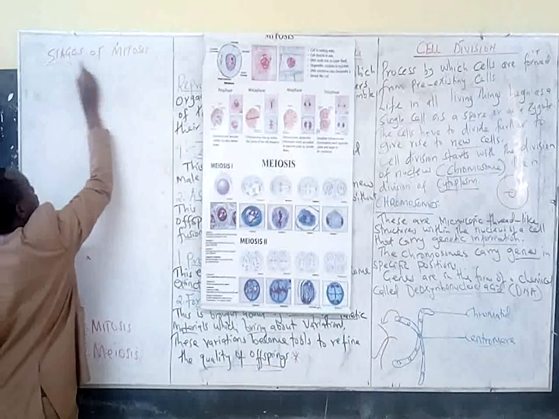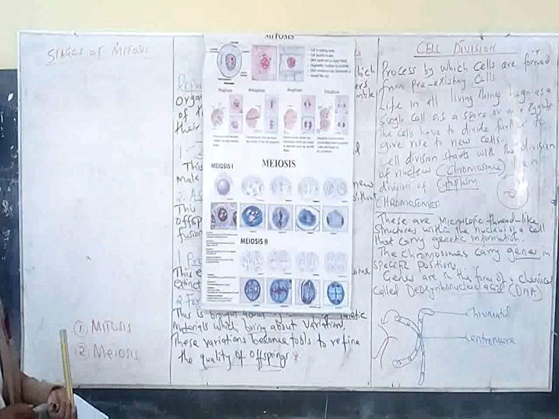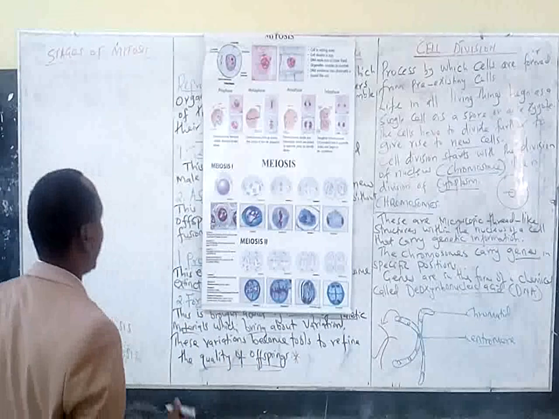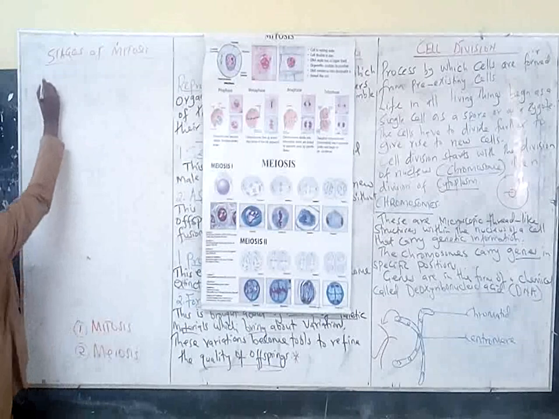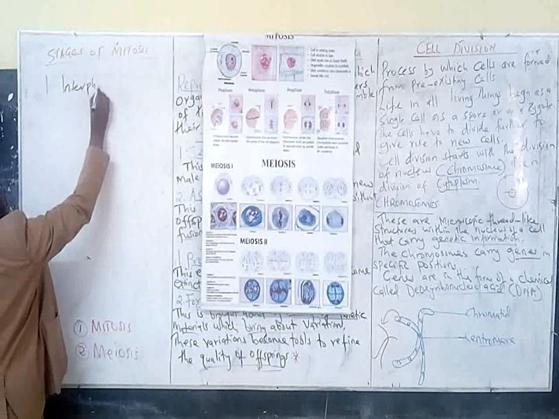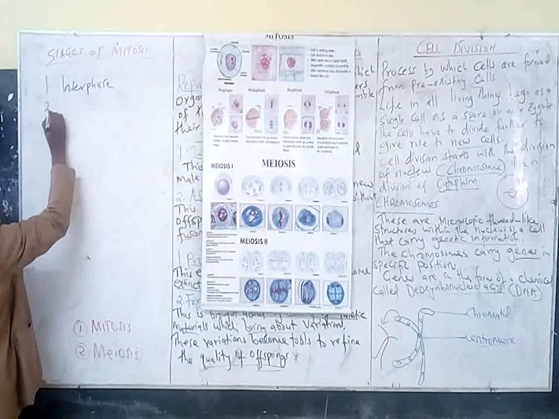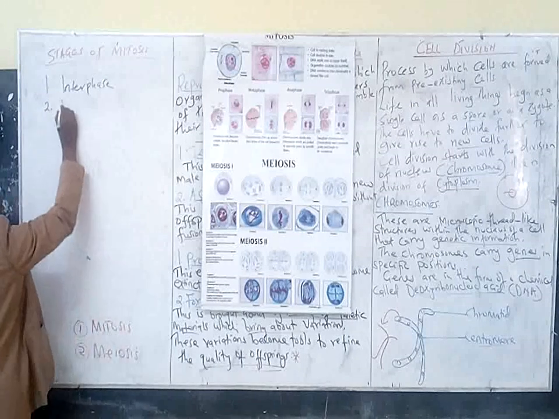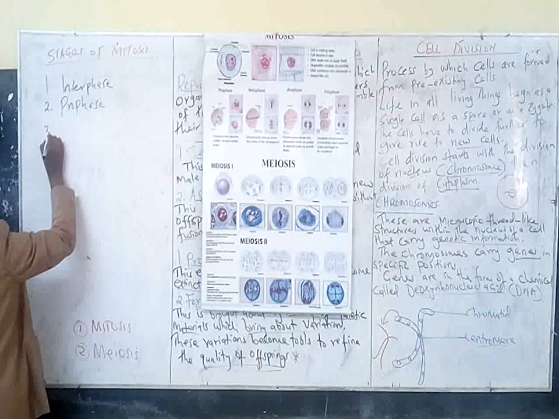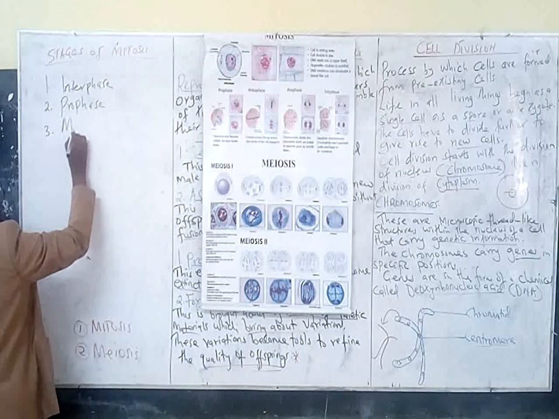Stages of mitosis. I want you to go with me through these stages of mitosis. The first one is called interphase. Number 2, we have prophase. Number 3, we have metaphase.